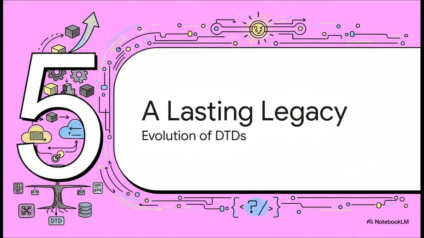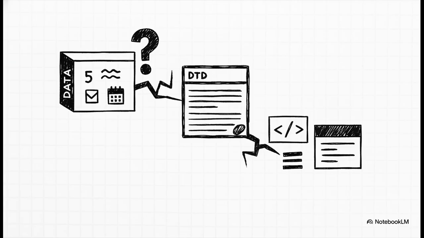Now, like any technology, DTDs have evolved over time. And while you might not see them as often today, the core principle they established is, honestly, more important than ever. DTDs were a huge leap forward, but they weren't perfect. For one thing, they couldn't specify what kind of data should be in an element. Was it a number, a date, or just some text? Plus, the syntax for writing a DTD wasn't XML, so you had to learn another language. And these limitations really paved the way for what came next.